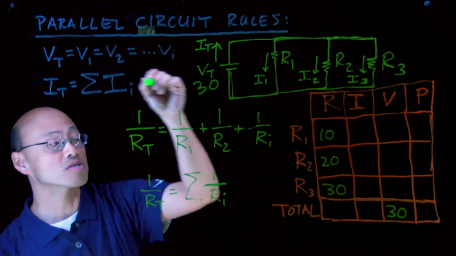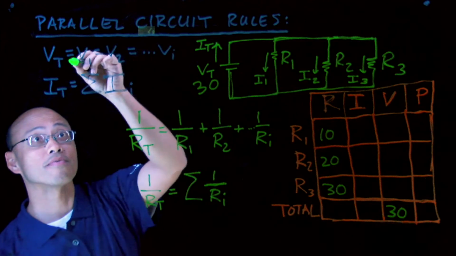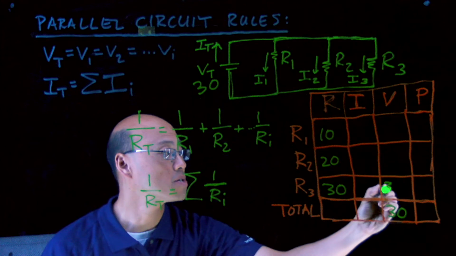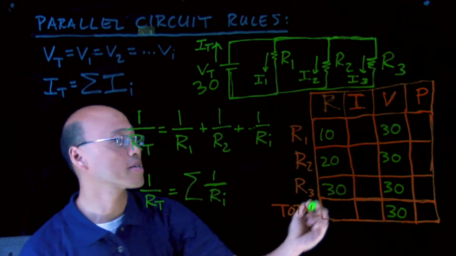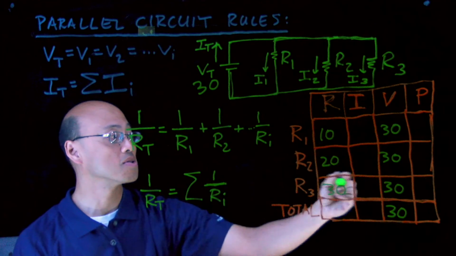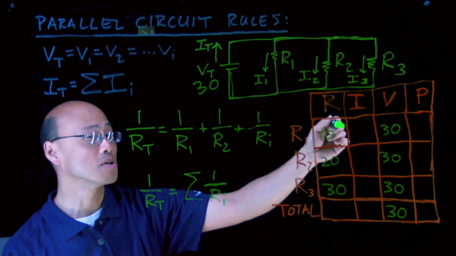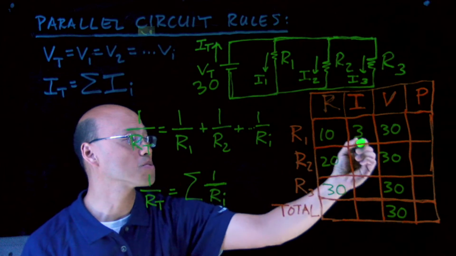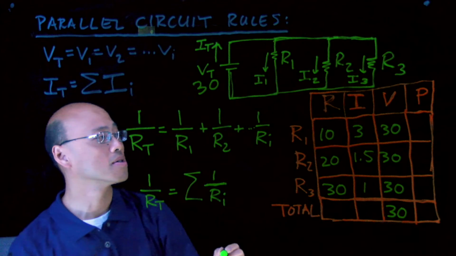The total current is the sum of all the currents. I don't know anything about the current. Nothing there. The voltages, though, are all equal. So I must have 30 volts across all of these guys. Oh, look at that. Hopefully now it starts to pop out. I got Ohm's law going this way, right? So how much current do I have? Ohm's law: I is equal to V over R. So V divided by 10, I have 3 amps. I've got 1.5 amps, and I have 1 amp.